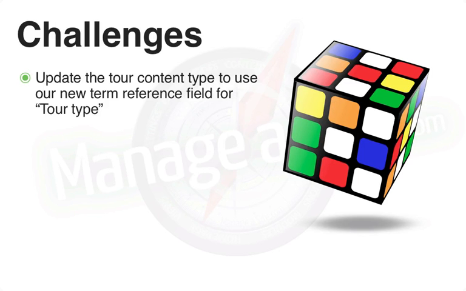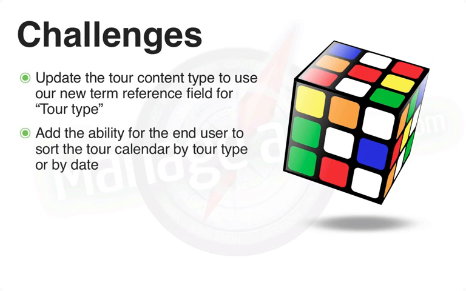If you want to challenge yourself, there's a few things you could do. First of all, you can update the tour content type to use the same field that we created for the guides with the term reference field for the tour types, and replace the field that's currently being used for tour type. This is something that we're going to do in future videos, so you'll be able to mark your progress based on what we cover.